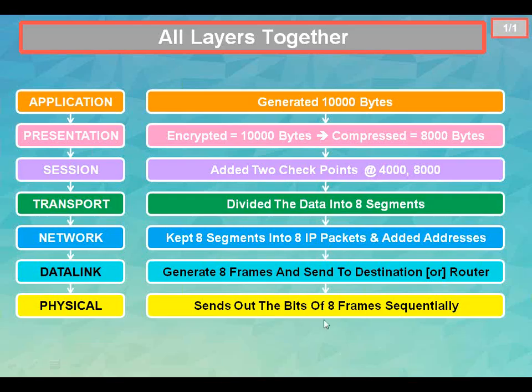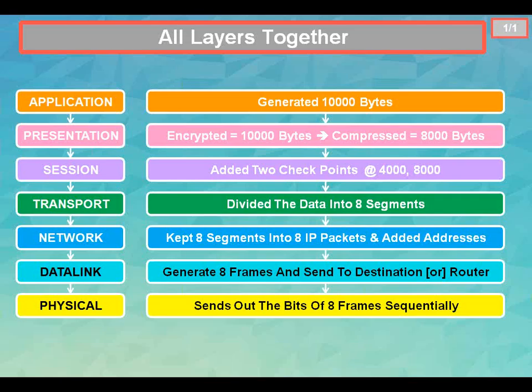Each frame will arrive at the physical layer. The physical layer will keep sending out the bits of every frame, 8 frames in a sequential fashion, frame after frame. The first frame is somewhere around 1100 bytes, assume. 1100 bytes means 8 bits each, no? 1100 into 8 is going to be how much? 8800 bits. The physical layer will be sending out 8800 bits.